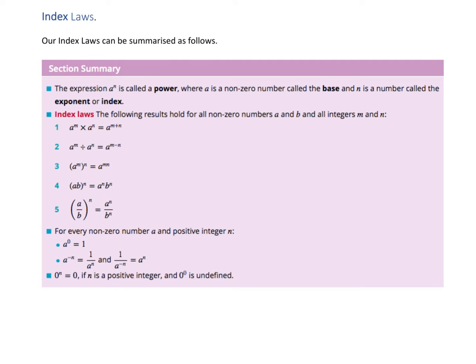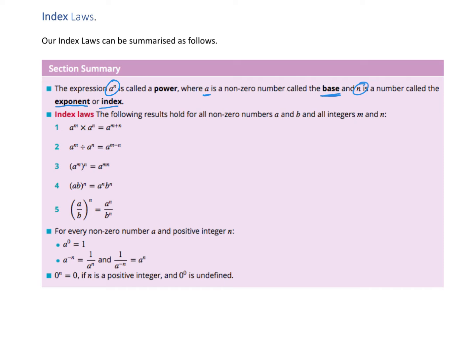I guess the most important thing here that you need to come to terms with is the terminology that we use. So we're looking at this expression here, a to the n, where the a is the base, okay, a is the base, and the n is the exponent or the index. So a is always the base, it's always got to be non-zero, and n is called the index. So what are the index laws that we're looking at?